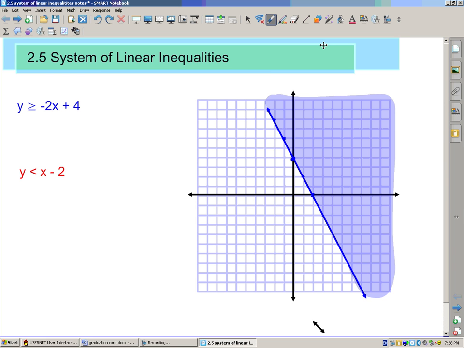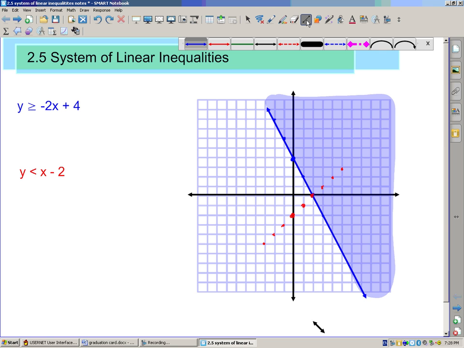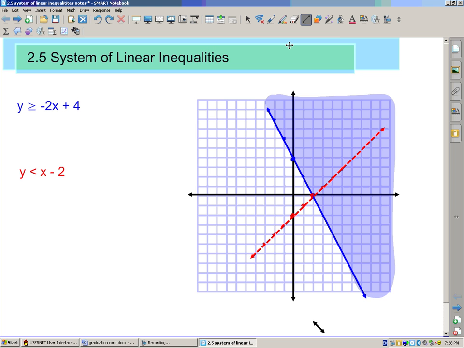Now let's look at the red, and it has a y-intercept of negative 2. It has a slope of 1. Enough information, draw my line. Do I use a solid or a slotted? Slotted, because it does not have an or equal to. And then it says shade below that line. So I'm going to take in my shade, and I'm going to shade the region below the line.